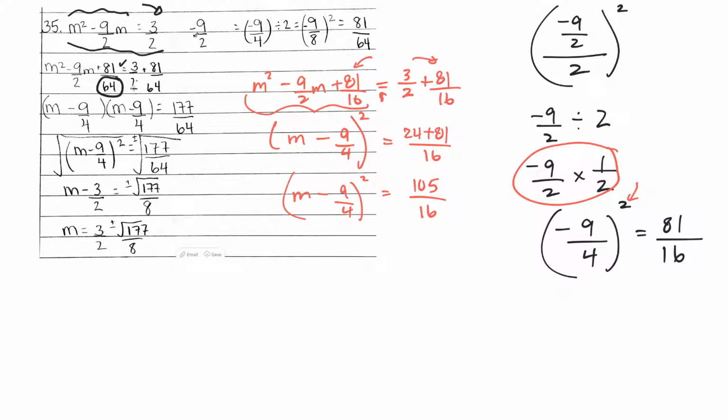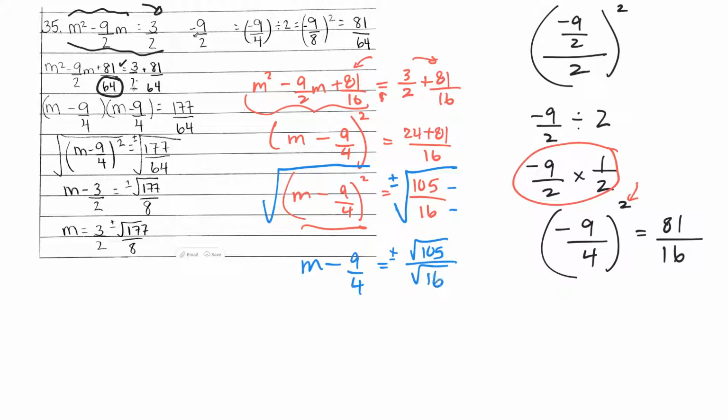Okay, so now I've got something squared is equal to another number, so I can use the square root principle. So I'll square root this side. I can do that as long as I square root this side and include that plus or minus. So on the left side, left with m minus 9 quarters is equal to, on the right side, I'm going to square root both top and bottom separately. So I'll have a plus or minus square root of 105 over the square root of 16. I do that just because I can take the square root of 16.